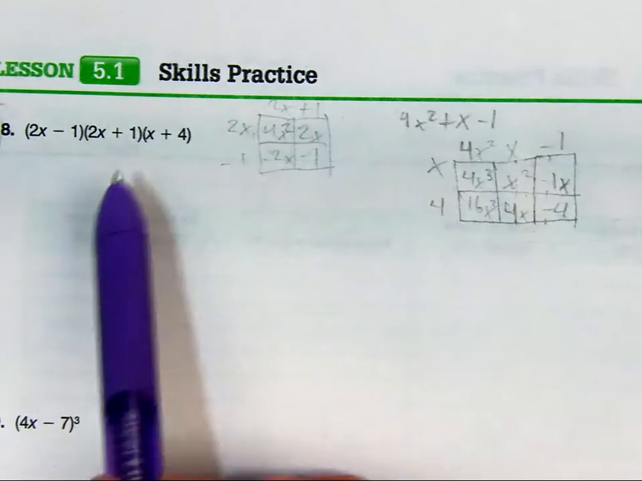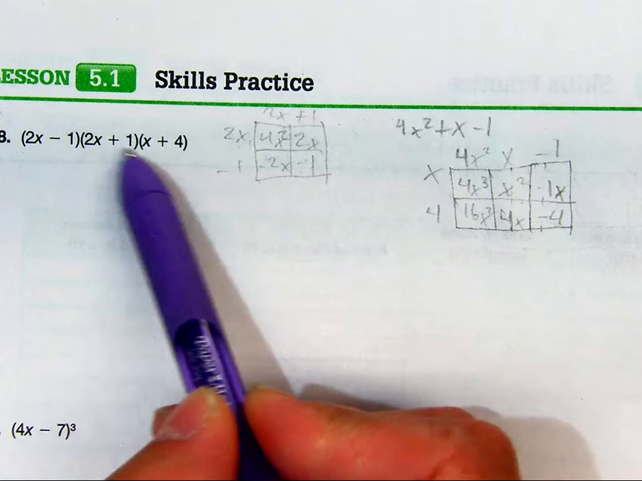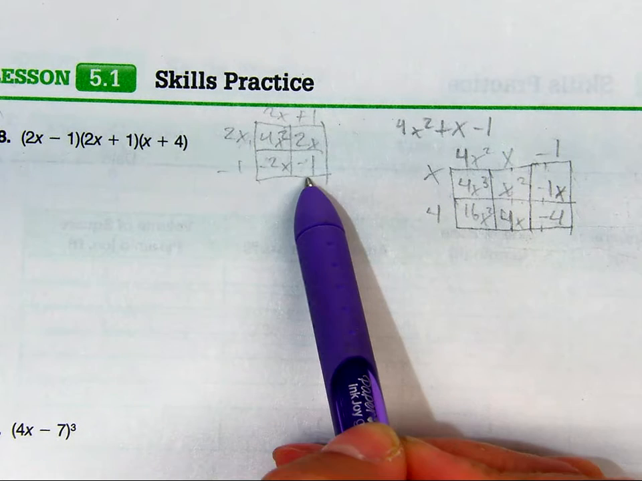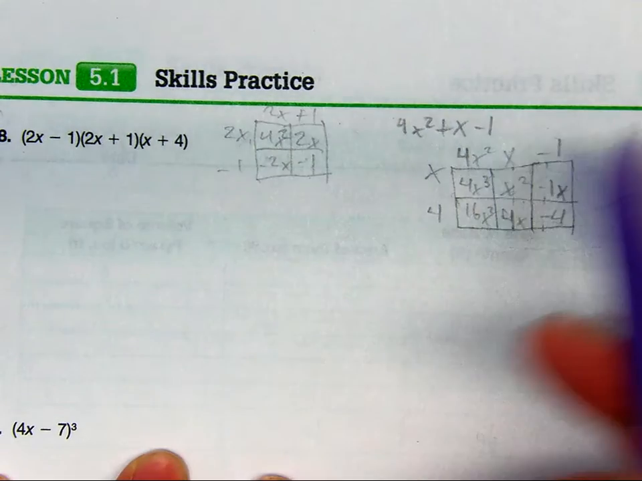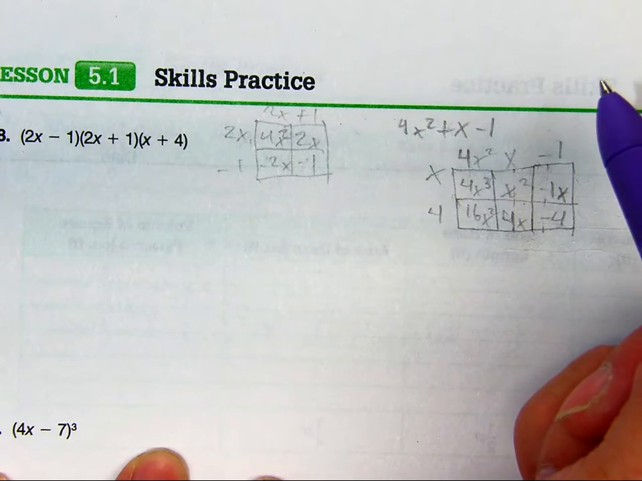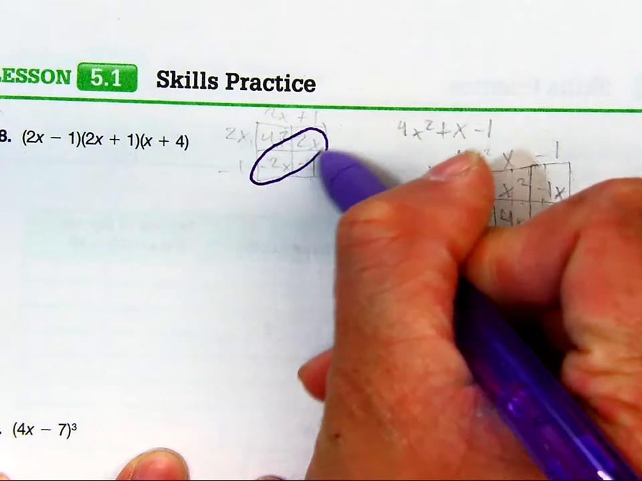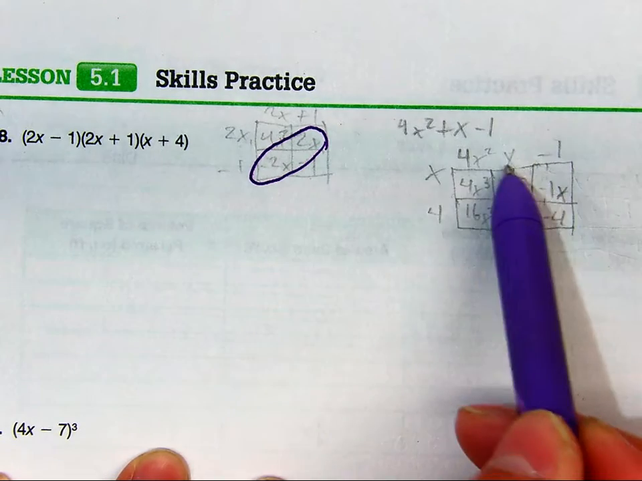All right, let's go over number 8. This student put a box 2 by 2. They multiplied. Correct. There's a mistake. Here, these terms would cancel. This would equal 0x. So you should just have 4x squared minus 1.